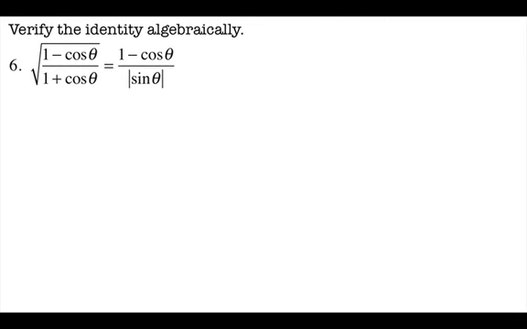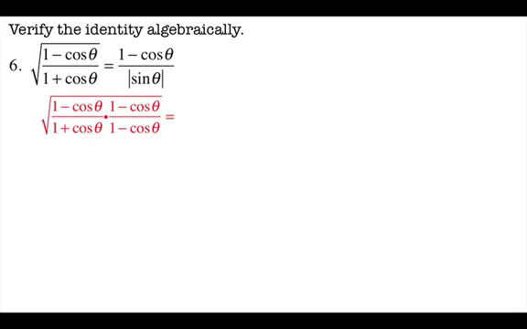This one's a little more challenging, but it is what it is. I am going to work with the left side. So this is what I do. I want to get rid of the radicals somehow because the right-hand side doesn't have any radicals. So what I'm doing is I'm actually multiplying top and bottom by the conjugate of the denominator. What is the conjugate of the denominator? 1 plus cosine of theta, 1 minus cosine of theta.